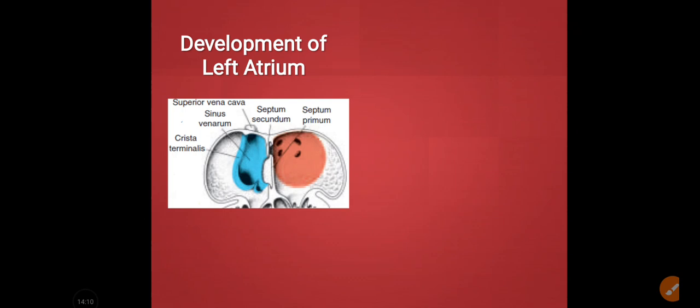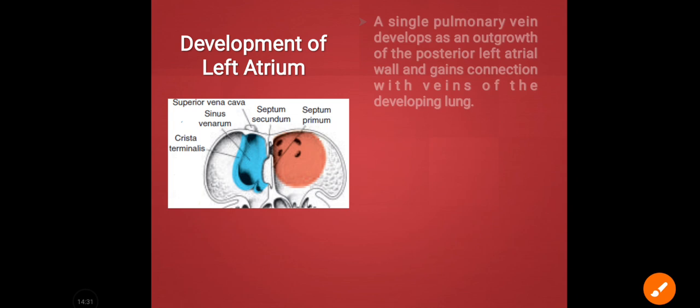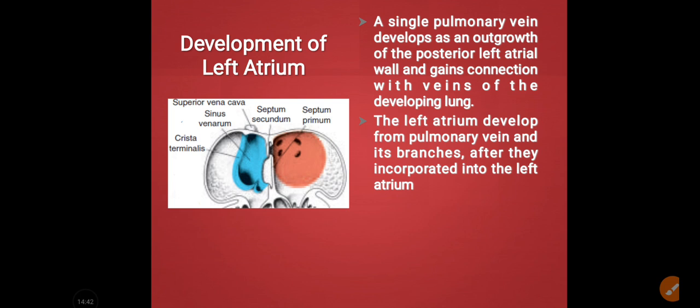Regarding the development of left atrium, the left atrium is smooth except the area of left auricle. So, the majority or the smooth wall of the left atrium develops from absorbed pulmonary veins, while the left auricle develops from common atria.